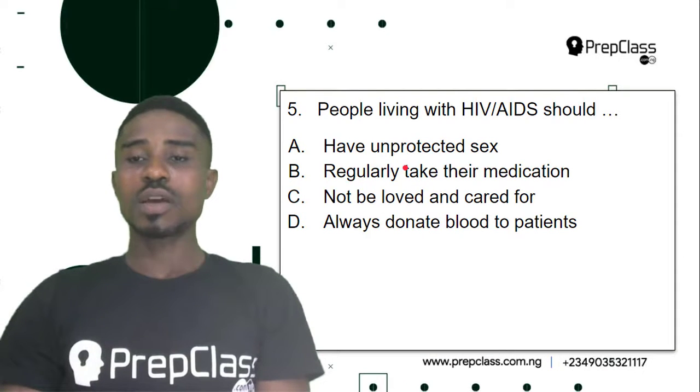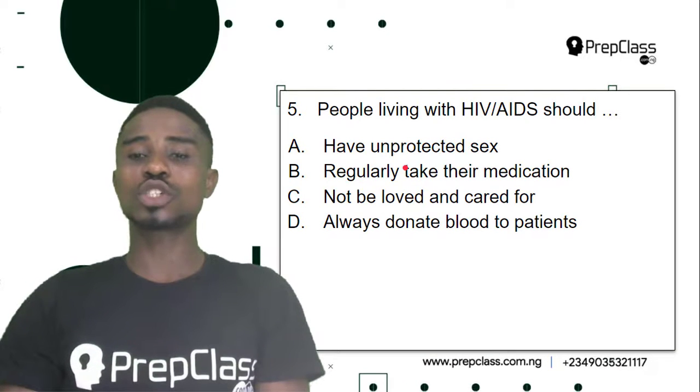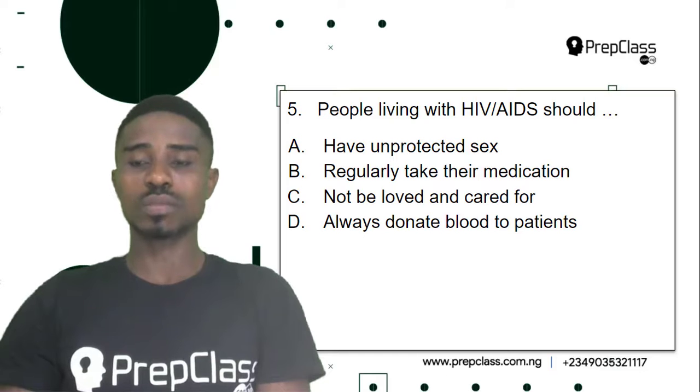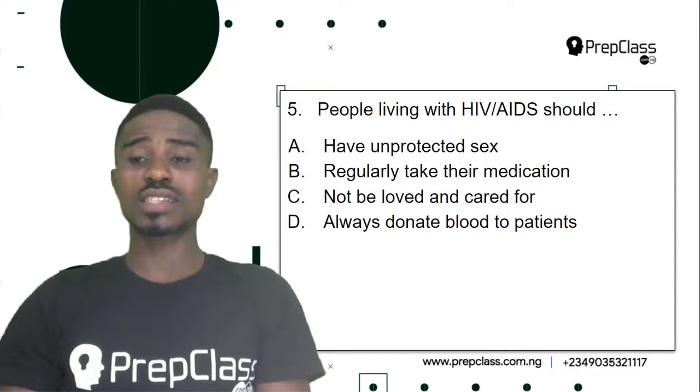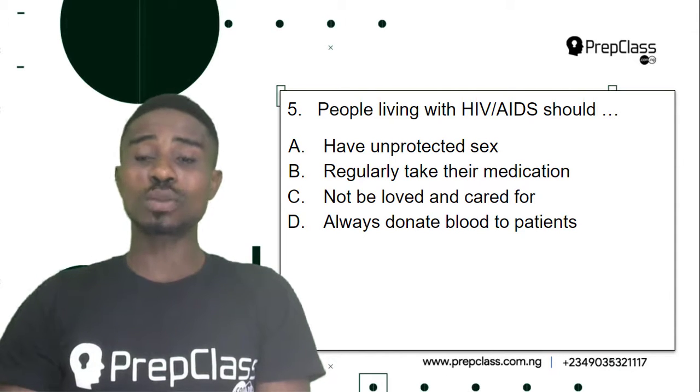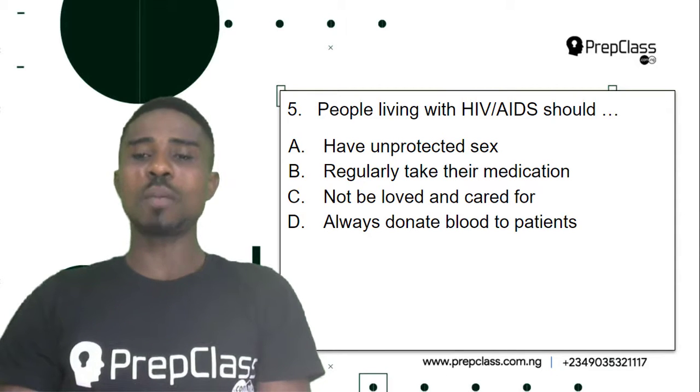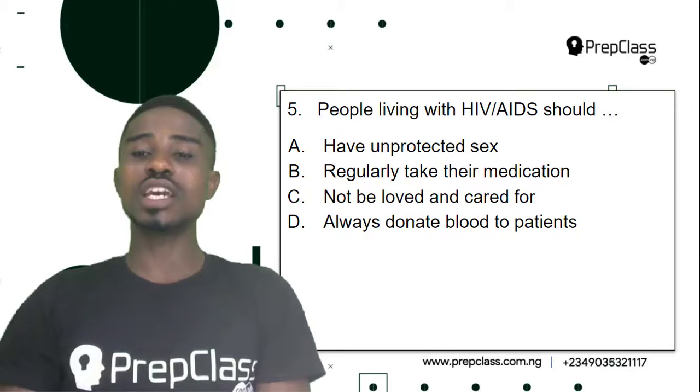Question 5. People living with HIV/AIDS should A. have unprotected sex, B. regularly take their medication, C. not be loved and cared for, D. always donate blood to patients. For us to carefully select the correct answer, we need to analyze all of the options and see which one best answers our question. Now, people living with HIV/AIDS should have unprotected sex.